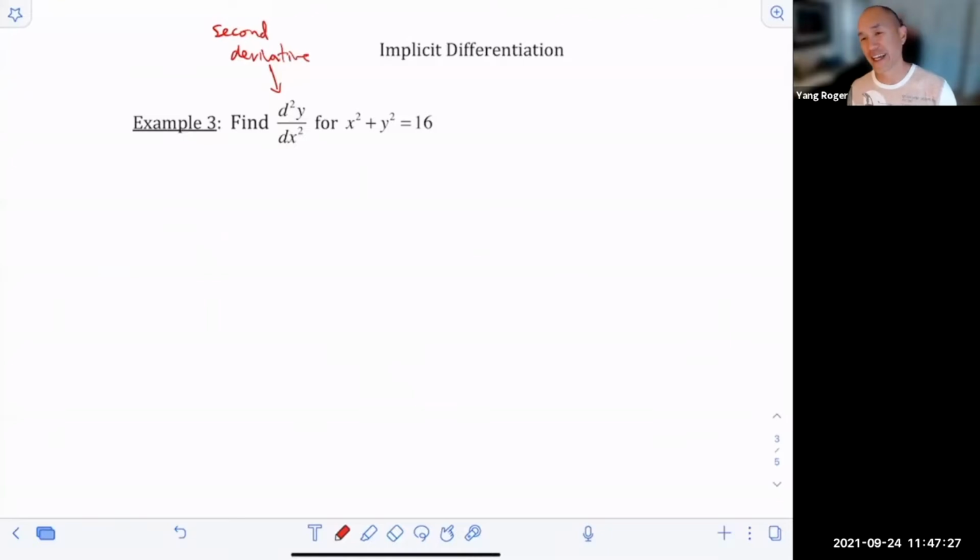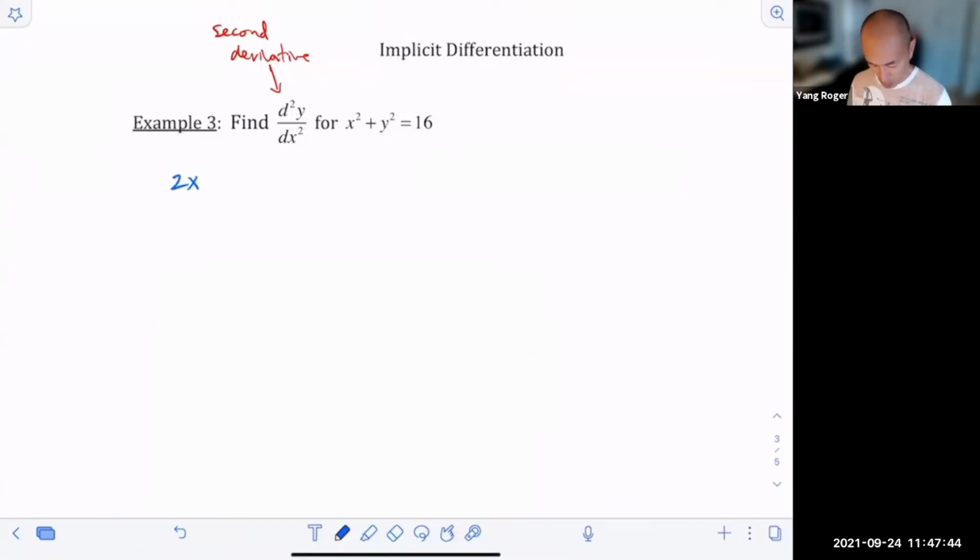Do you know how we find the second derivative? We find the first derivative, and then we find its derivative. That's how you find the second derivative. So let's find the first derivative first. When I differentiate both sides, the derivative of x squared is going to be 2x.